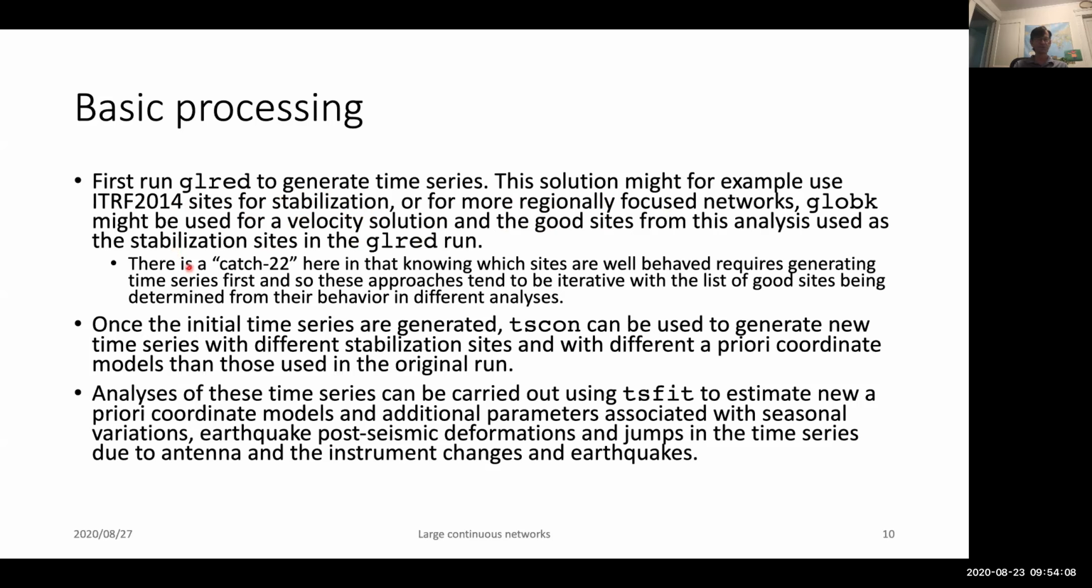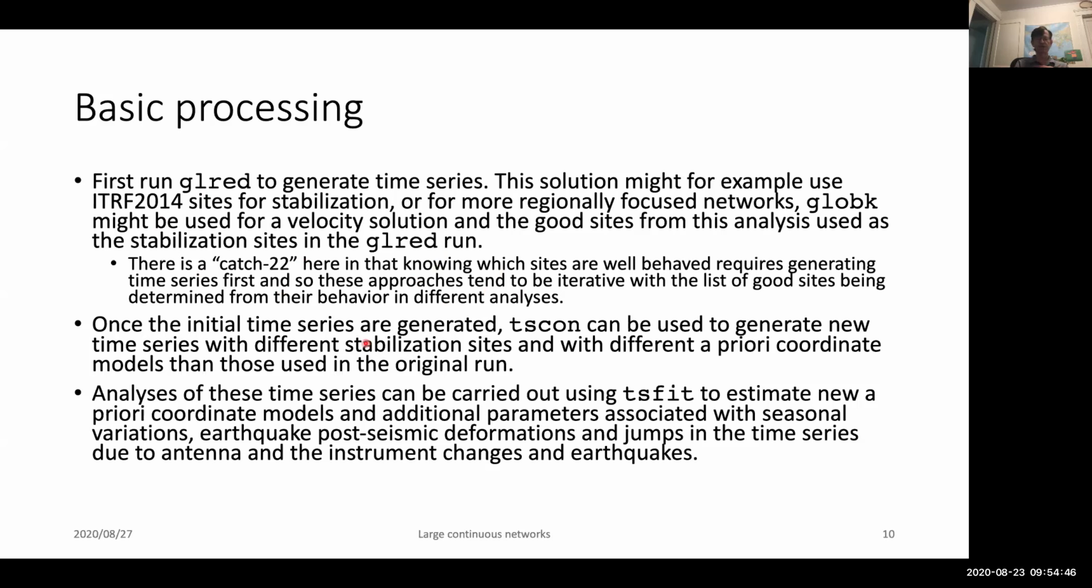And there is what we sometimes refer to as a catch-22 in this, which is that to generate good time series, you do need to know which stations are well behaved and appropriate as reference frame stations. And you don't know that until after you've actually generated the time series. But again, most of the time, the sites that are in the IGS 2014 stabilization list and the internal editing that happens in glred in terms of frame stabilization pretty much ensures that this nearly always works out quite well. You don't need to iterate in the sense of getting rid of bad reference frame stations at the beginning.